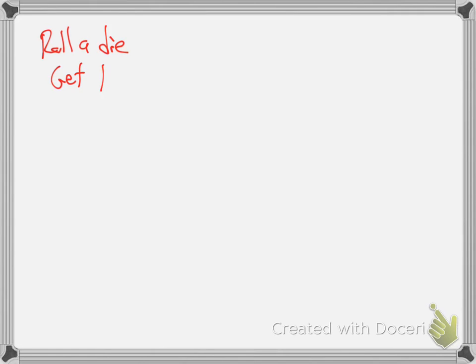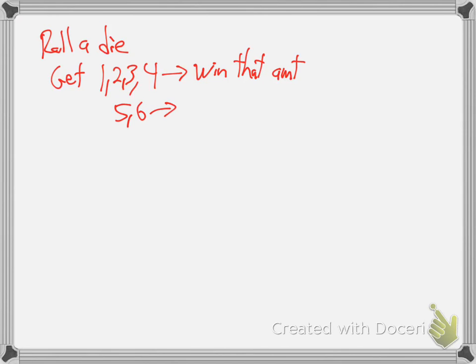If you get 1, 2, 3, or 4, you win that amount. All right? You win that amount. If you get 5 or 6, you lose your bet. Let's say you win that amount. So 1, 2, 3, or 4, you win that amount.